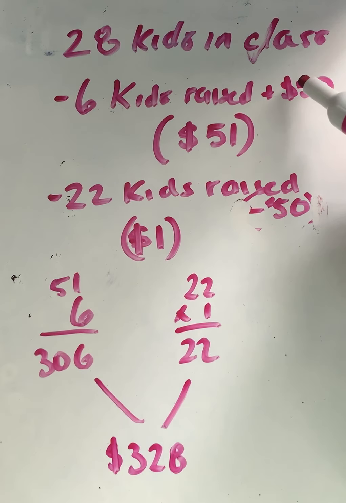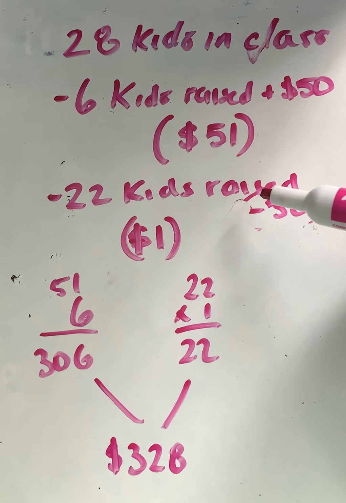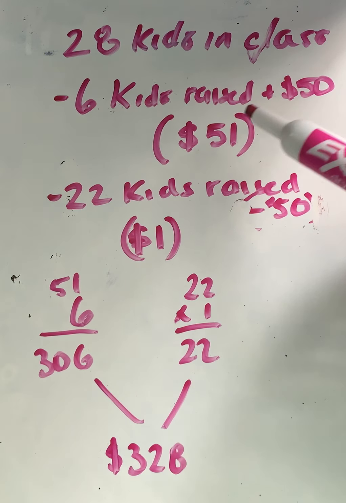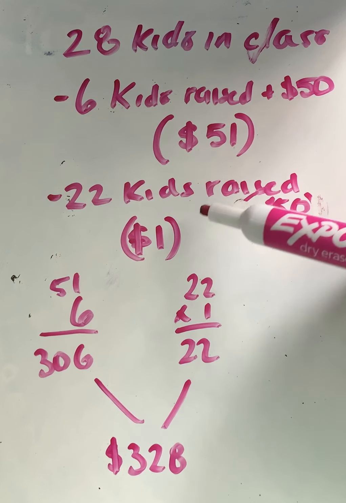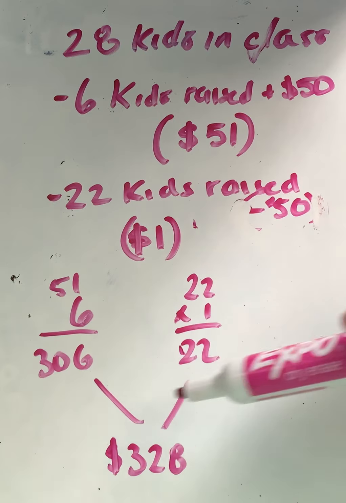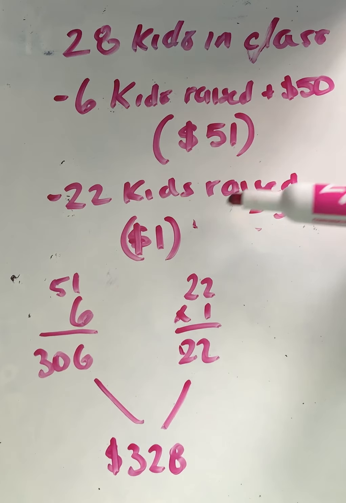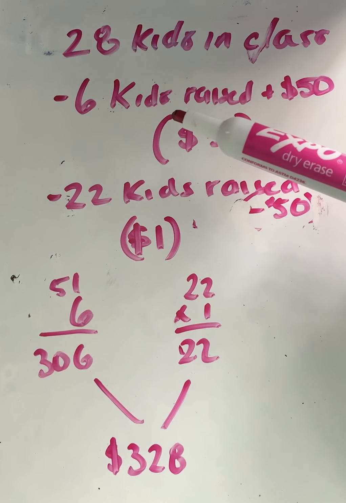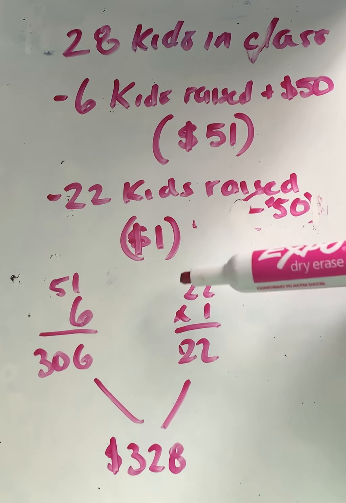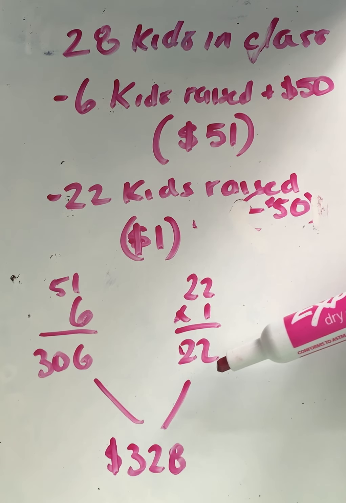So based on the fact that there's 28 kids in the class, and I know 6 kids raised more than $50, and 22 kids raised less than $50, what was the minimum they could have raised? Well, it's $328 because the minimum over $50 is 51, and the minimum under $50 is $1. So this is like a higher level thinking question, which you had to kind of use your reasoning skills. So again, I know that the questions are wordy and maybe they need to be a little bit more clear, but this one was directly from a grade 9 textbook. Okay, so you can kind of see the thought process that needs to go into it.